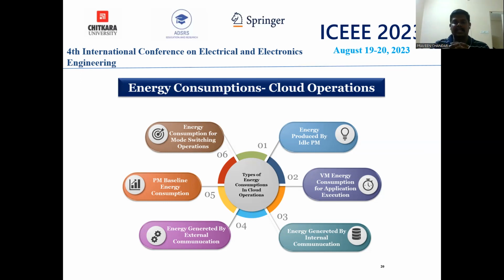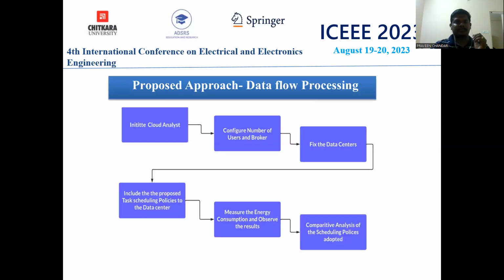The third one is energy generated by the internal communication, then energy generated by the external communication, then physical machine baseline energy consumption, then energy consumption for mode switching operations, right? So these are all the different energy consumptions in the server. With the help of the proposed algorithm, we have tried to reduce all these six different types of energy consumption in the server.